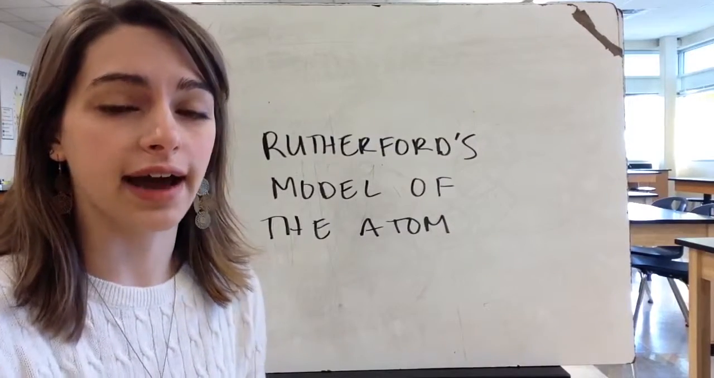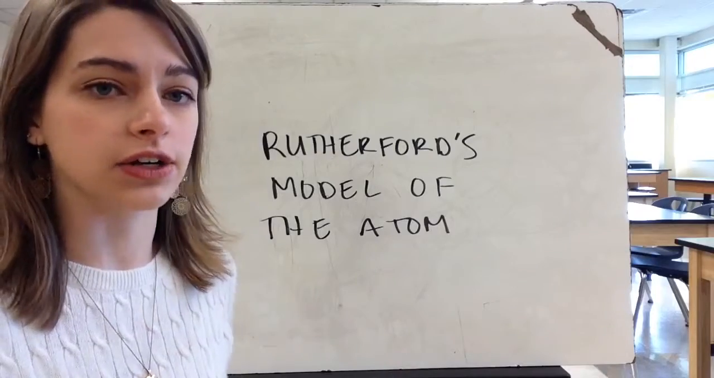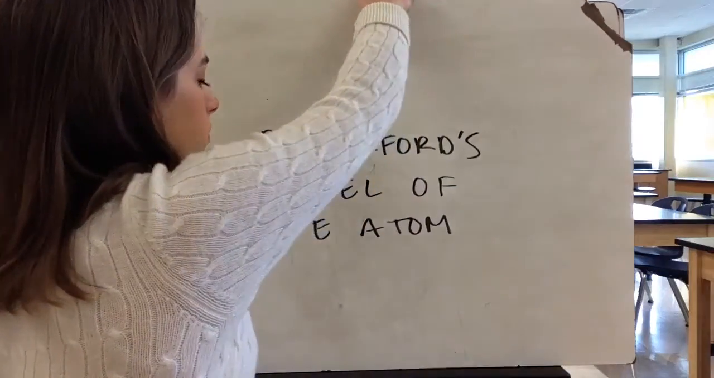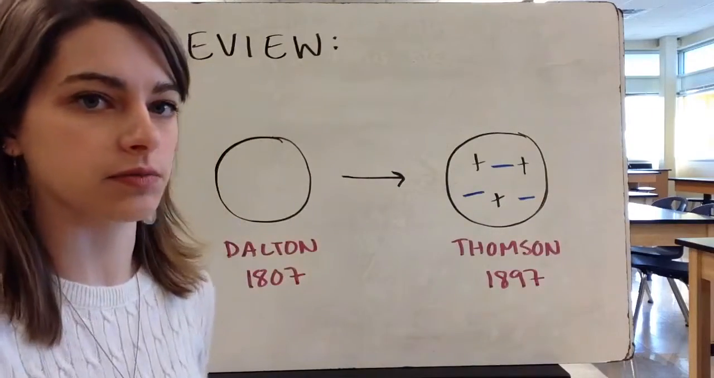The next model of our atom is called Rutherford's model of the atom. It was discovered by Ernest Rutherford. Before we talk about his model of the atom, let's review where we've come from so far.